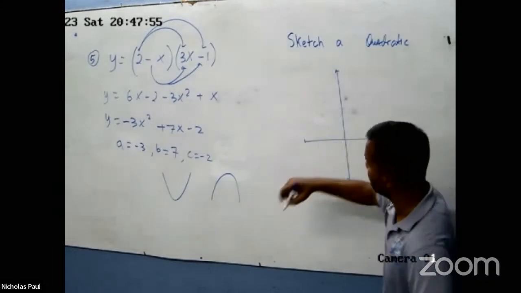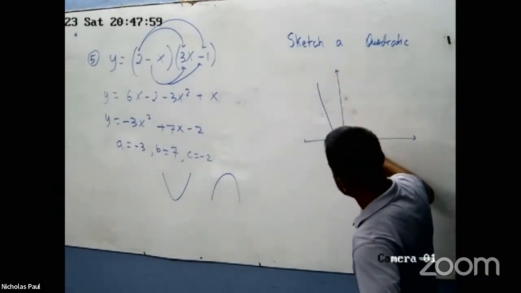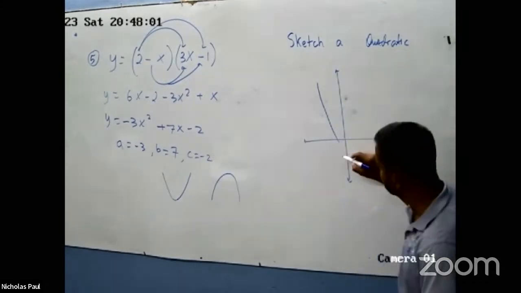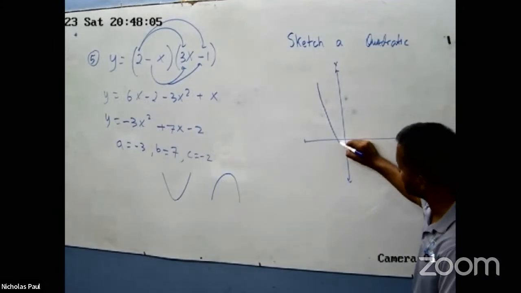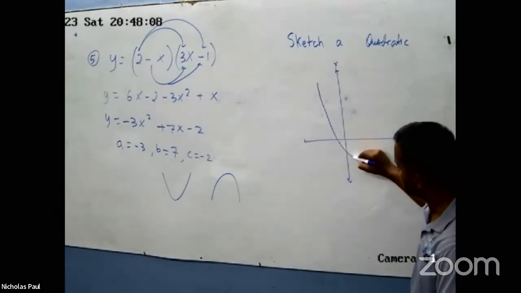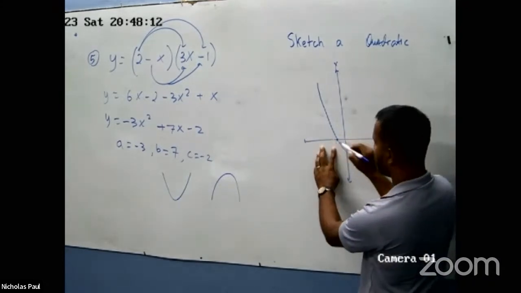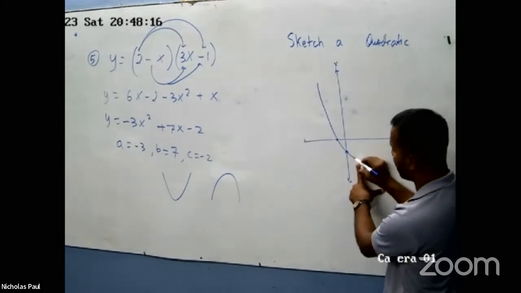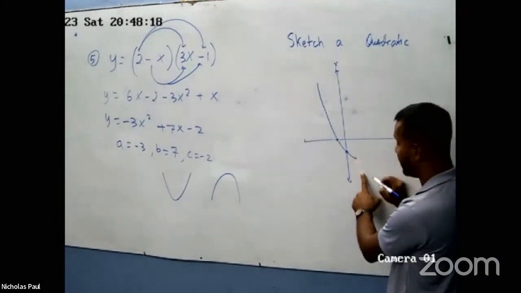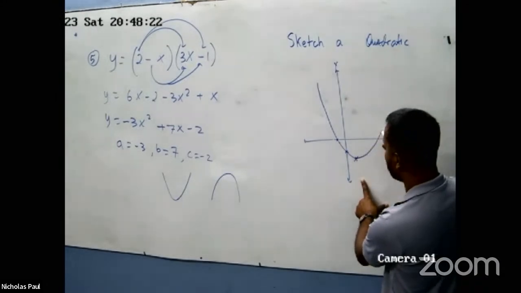I'm going to draw one version of it, right? There's the y and there's the x. It cuts the x at a point, and it cuts the y at a point. When it reaches a particular point called the turning point, it's going to turn and start to move upwards. Then it cuts the x again.